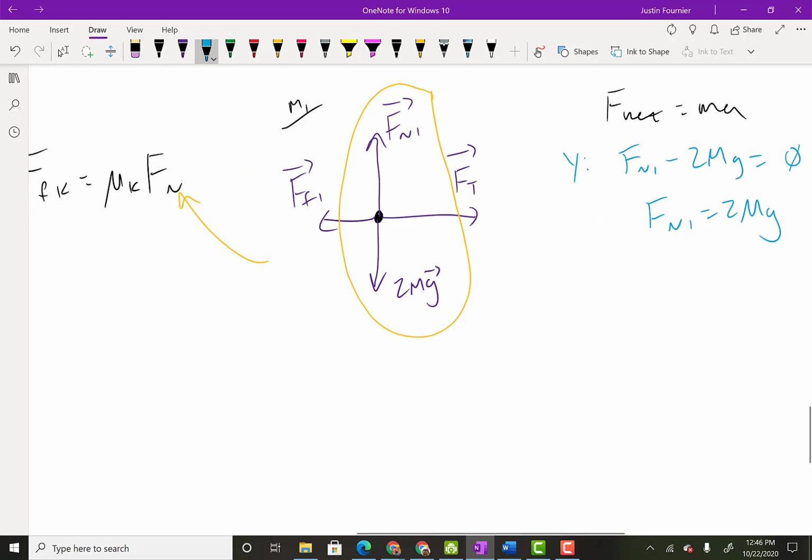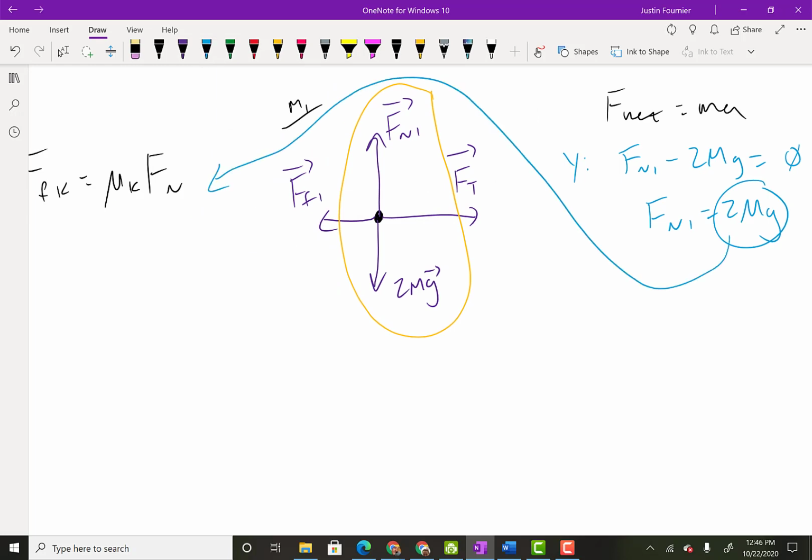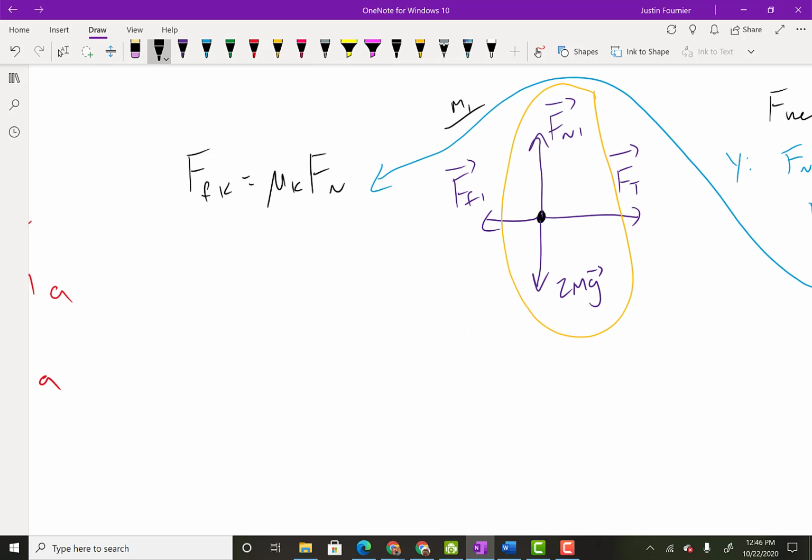And so that's what I'm going to plug in here. So now for object 1, for force of friction 1, it's going to be mu k1 multiplied by 2mg. Questions so far of what I'm doing? Nope. Just keep going, you dope.